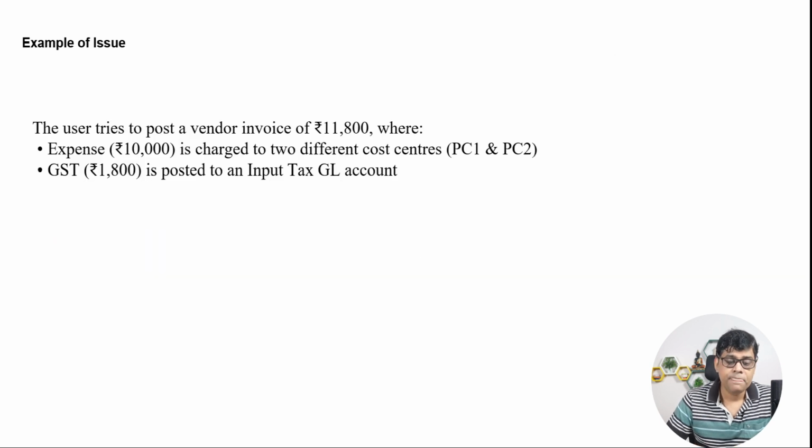Let's take that one. Let's say here the user is trying to post a vendor invoice and the invoice amount is 11,800, and again here multiple expenditures are there with two different cost centers, and the cost centers are linked with profit center 1 and profit center 2, and assume that there is tax. So your input tax or input GST of 1,800 is there, or it should be there in the particular document. Now this is where we are getting the error.